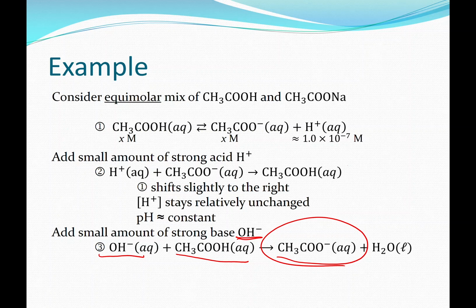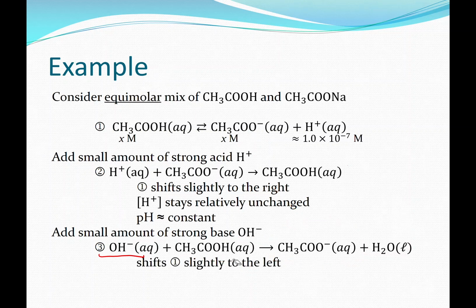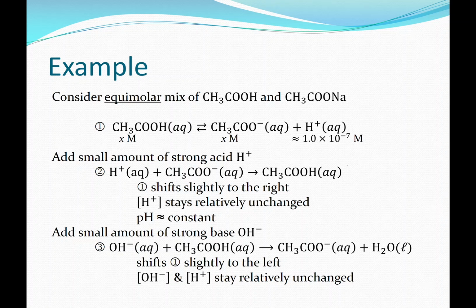But effectively what that does now is it adds a little bit of extra acetate ion to our solution. It's going to drive our reaction back to the left a little bit because we have a little extra acetate now. And what that ends up meaning is, again, our hydroxide and our hydronium ion concentration don't change a lot from where we started. They're going to change a little bit, okay? The pH is going to change a little bit when we add a strong base, but it's not going to change nearly as much as if we had added that to a solution that was not a buffer solution.